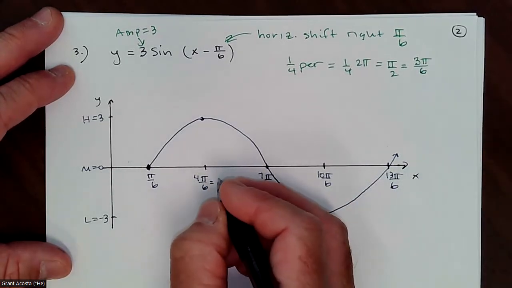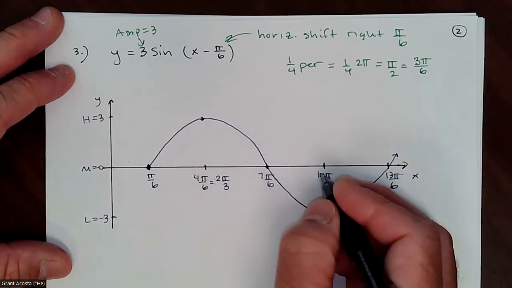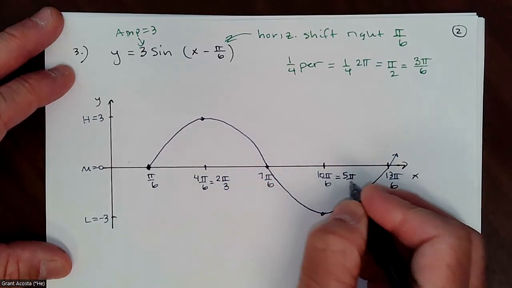Of course, these middle ones reduce. 4 pi over 6 is 2 pi over 3. 10 pi over 6 reduces to 5 pi over 3.